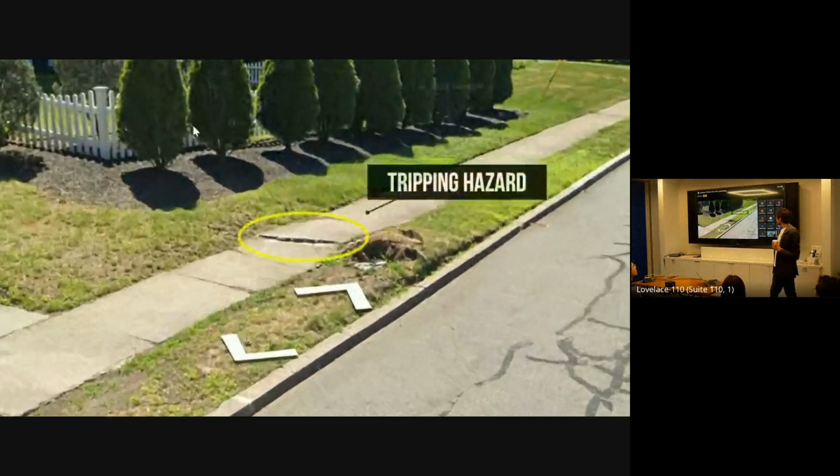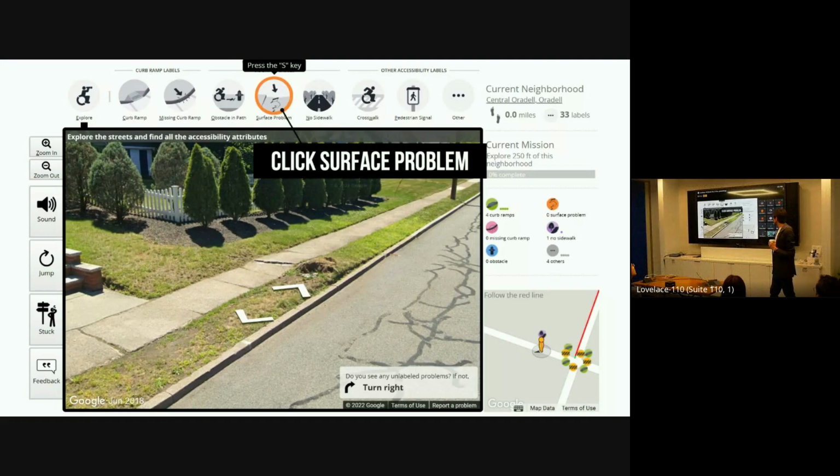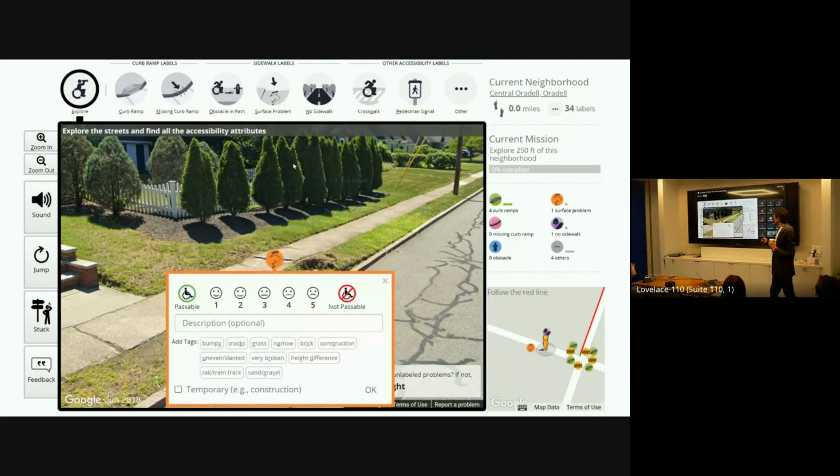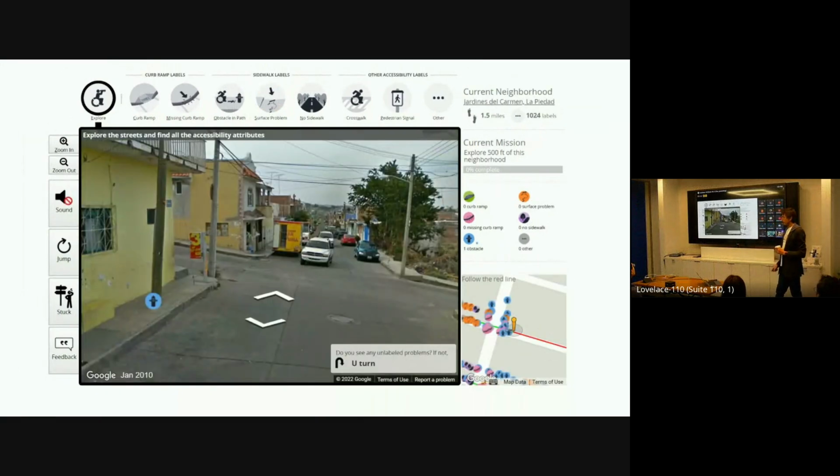But yeah, there's a surface problem. Did everybody see that? Which is a tripping hazard and also an accessibility issue. So you would click surface problem and then you get a dialogue, a context menu like this, and you could rate the severity on the passability of that for somebody in a wheelchair, add comments and tags. How about this one?